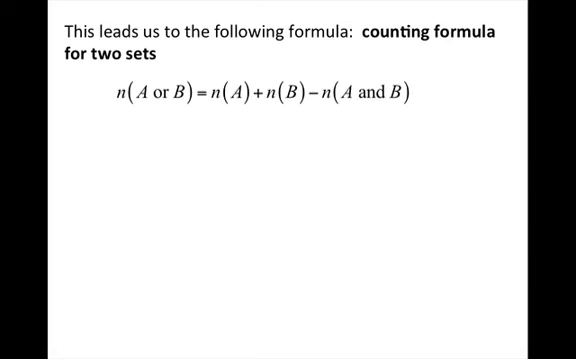Well, this leads us to the counting formula for 2 sets. And we looked at this in a previous lesson when we were looking at sets. The number of elements in A or B, and that would be the union, A union B, is the number of elements in A plus the number of elements in B minus the number of elements in the intersection A and B.